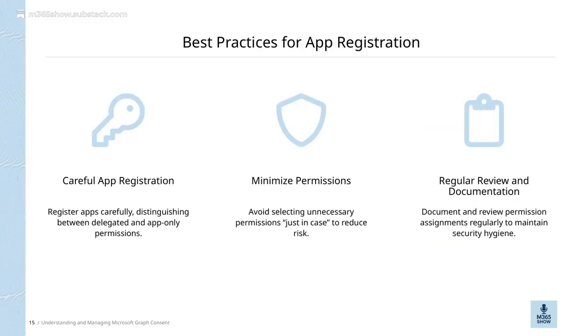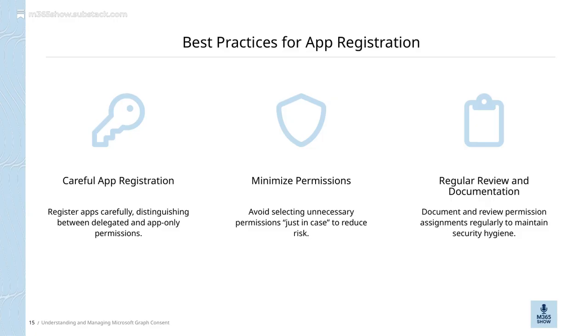Now, let's talk about the importance of understanding and managing Microsoft Graph consent. One key aspect is regularly reviewing and documenting permission assignments. This practice helps us stay on top of who has access and ensures we maintain good security hygiene over time. It's easy to forget what permissions are granted, so periodic reviews are crucial to prevent unnecessary exposure. Speaking of unnecessary permissions, it's best to avoid selecting just-in-case options. Granting more permissions than necessary can significantly increase our risk if those permissions are exploited. We want to be precise and only give what's essential for the app to function.